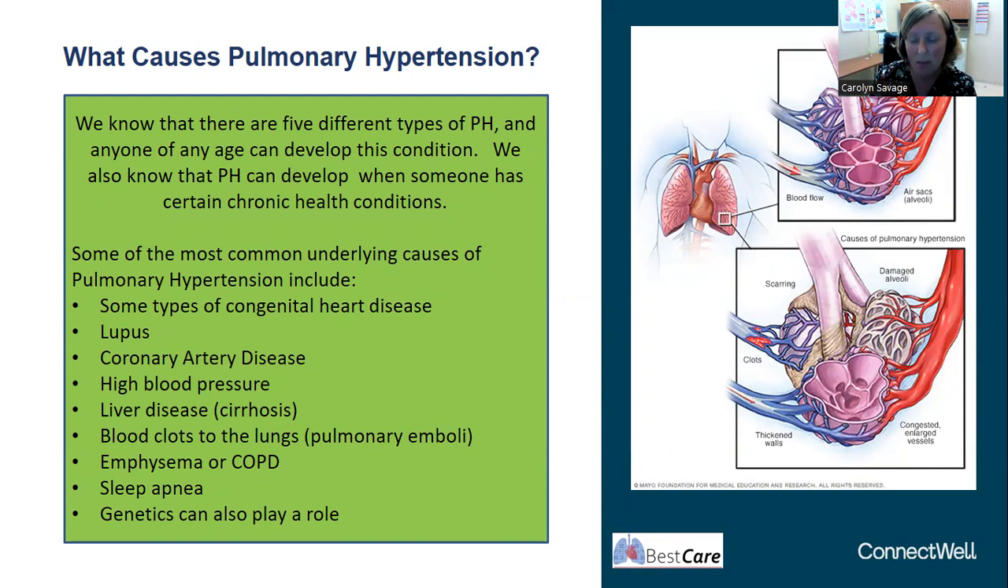So some of the most common underlying causes can be congenital heart disease, or heart disease that is present at birth, lupus or coronary artery disease, some liver diseases. Blood clots in the lungs can sometimes develop into pulmonary hypertension if they're there for quite a long time. Emphysema or COPD, people with sleep apnea can sometimes develop pulmonary hypertension, and genetics can also play a big role.